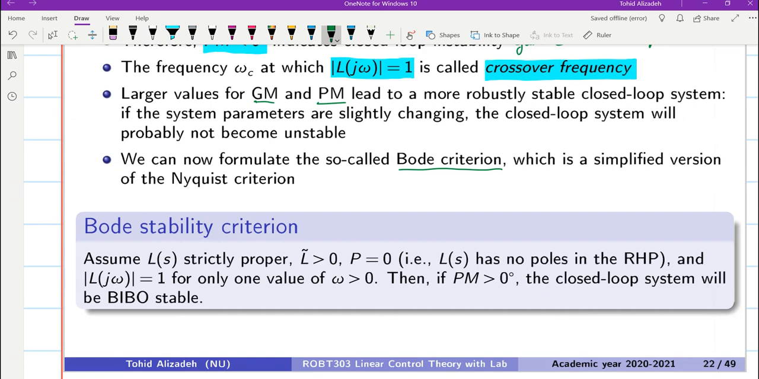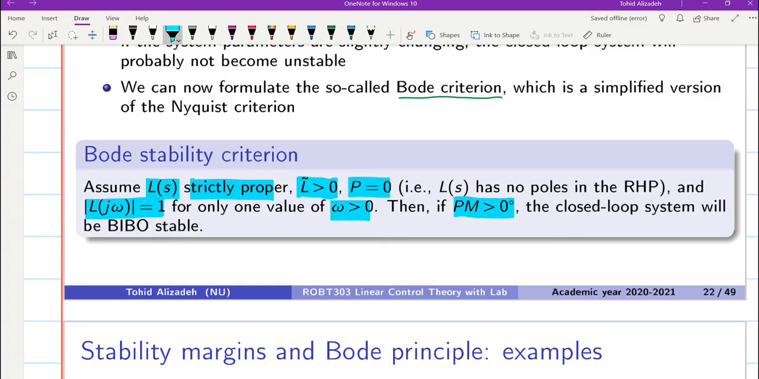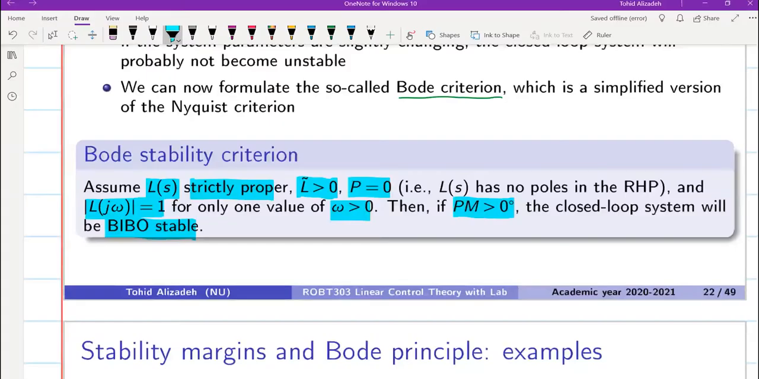Now, having all this in mind, we will have the Bode criterion for the stability, which is a simplified version of the Nyquist criterion. Having all the assumptions in mind, if we assume that L is strictly proper, L tilde is bigger than 0, the generalized gain, P is equal to 0, meaning that the open loop system is stable, and the amplitude of L of j omega is equal to 1 for only one value of omega bigger than 0, then if phase margin is bigger than 0 degrees, the closed-loop system will be stable. If it's smaller than 0, the closed-loop system will be unstable.